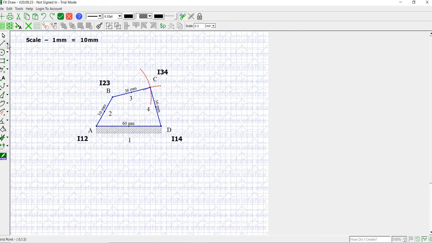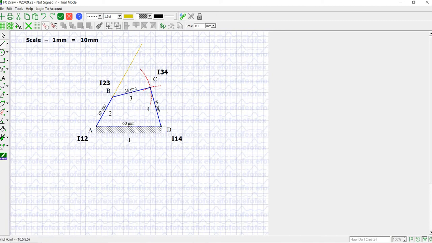Kennedy's theorem says that I13 will lie in line with I23 and I12. So we'll draw a line like this. I13 should lie on the line which joins I23 and I12. We don't know the exact location, but definitely it should be on this line. Then we take the other configuration.